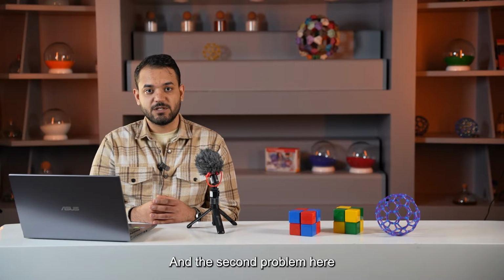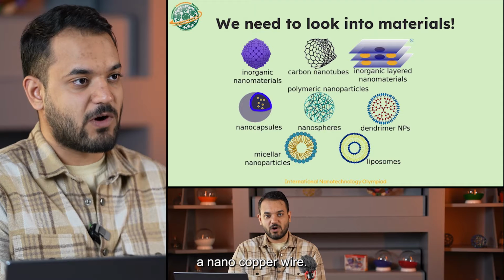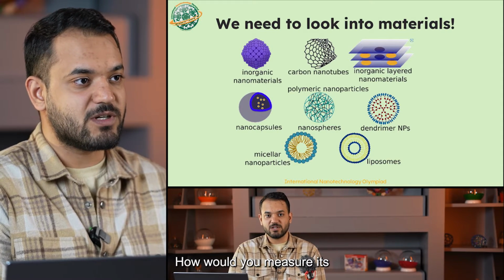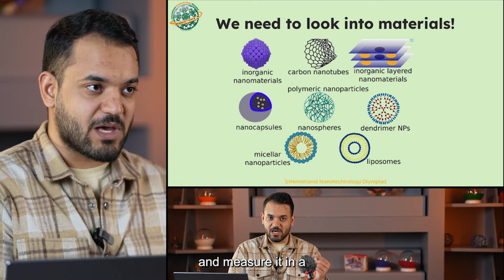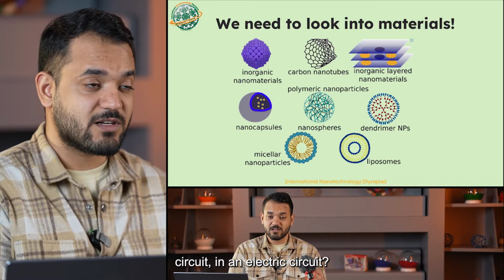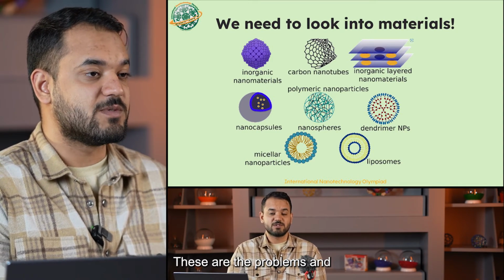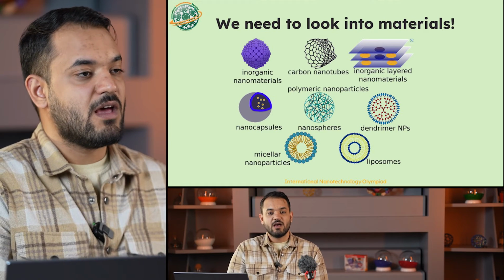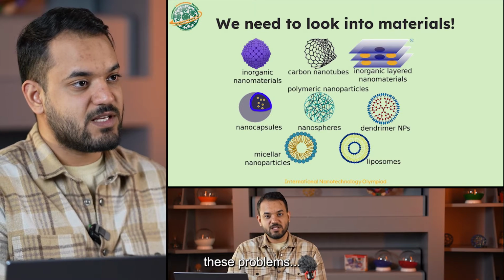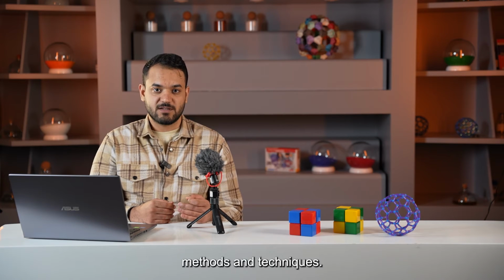And the second problem here is measuring our product's features. For example, imagine you've synthesized a nano copper wire. How would you measure its conductivity? Can you actually pick it up and measure it in an electric circuit? No, you can't. So how would you do that? These are the problems and issues that we're facing in our scientific method for synthesizing nanomaterials. And the key answer for these problems is actually one thing: characterization methods and techniques.